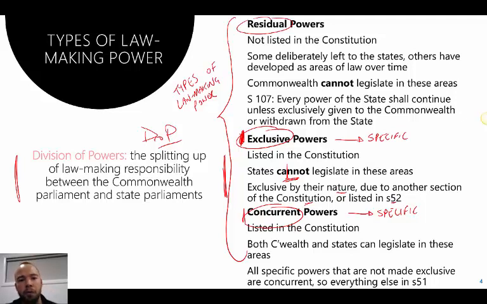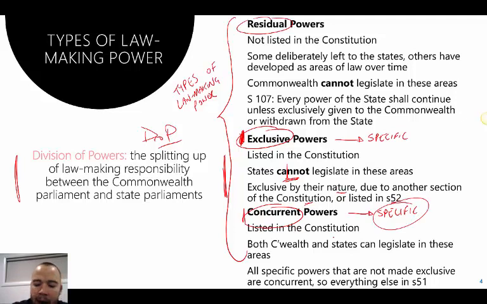It's illogical for the states to be able to make laws in that area because the states aren't a country. Immigration is about the movement of people from country to country. Therefore, logically, that is an exclusive power because the states have no ability to legislate on it. There's no logical way they can.